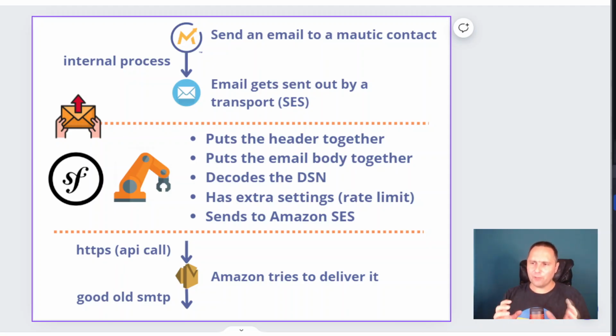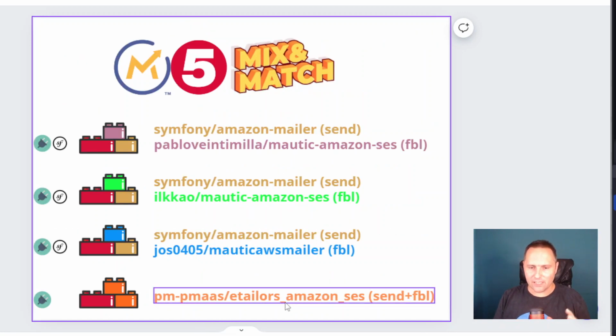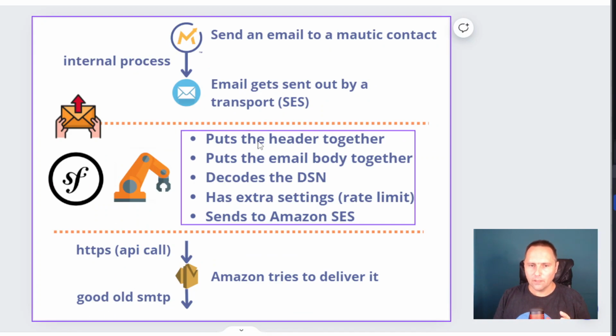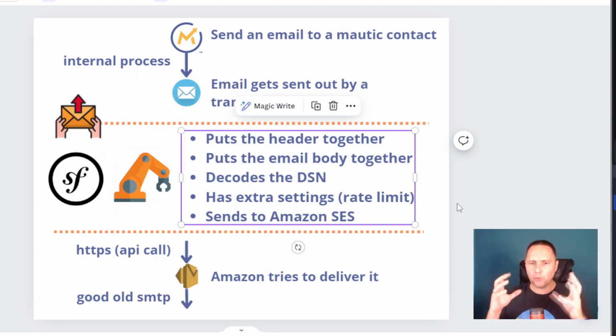And the Symfony component, or in fact this plugin as well, they do the following things. They will put a header together, the body together, they will decode the DSN. This is the setting, I'm gonna show you later, which describes your username, your password, and other settings. And if there are some extra settings, like for example, not like handle it with care, but let's say send this slower or wait 30 seconds before sending the next one, there's a bunch of things we can still do, or rate limiting, like don't send more than one email per minute or second.